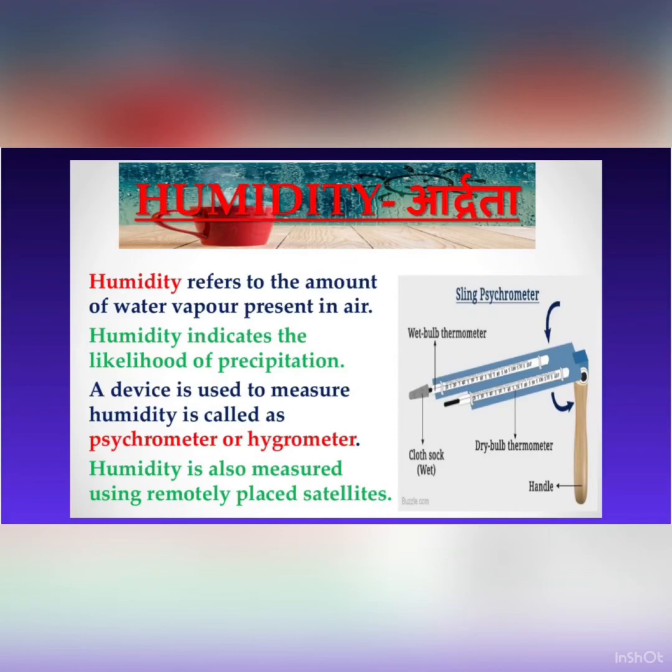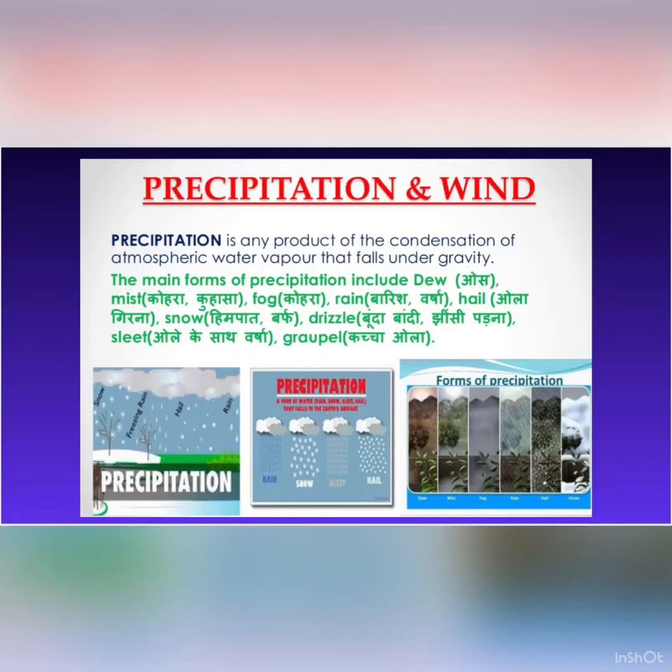Now, what is precipitation? Precipitation also affects the weather of a place. Precipitation is any product of condensation of atmospheric water vapor that falls under gravity. Rainfall is the precipitated water droplets that clouds can no longer hold and fall in the form of rain. Rainfall is measured by using an instrument called rain gauge.